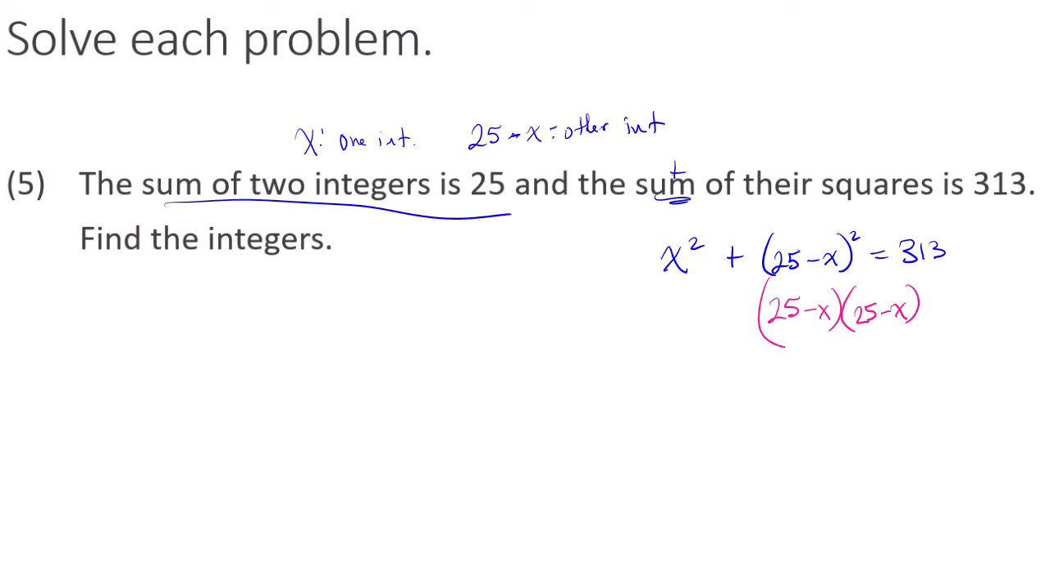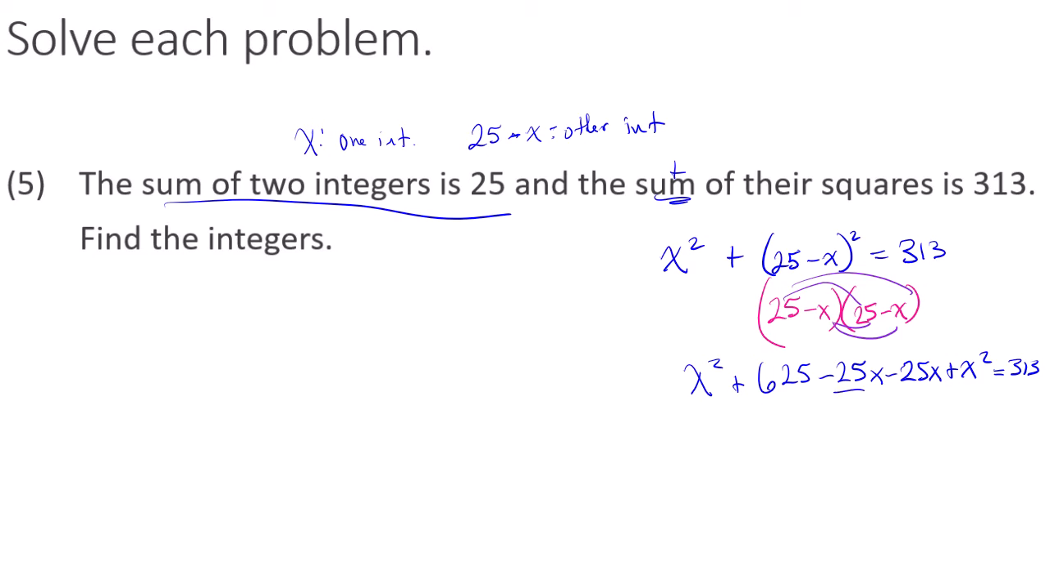And so I'm going to distribute there, or FOIL. 25 times 25 is 625. 25 times negative x is negative 25x. Negative x times 25 is negative 25x. And negative x times negative x is positive x squared. We get equals 313. And bring the x squared down here. So it's really not that much different, right? Pretty much the same thing.